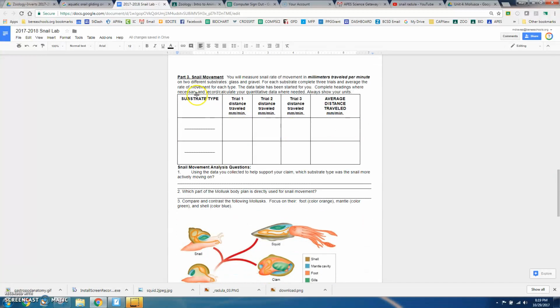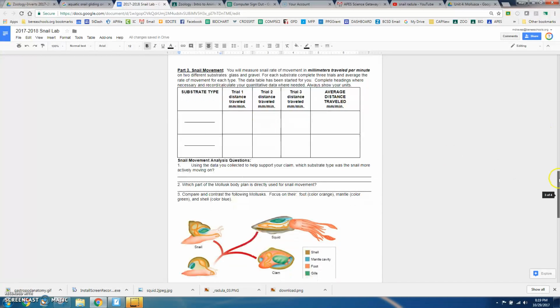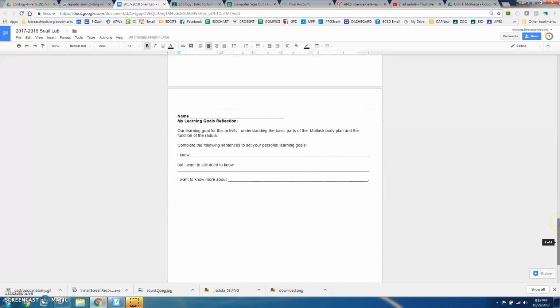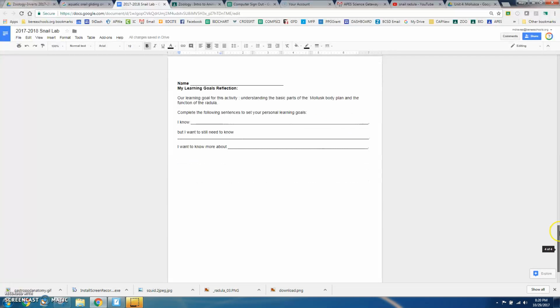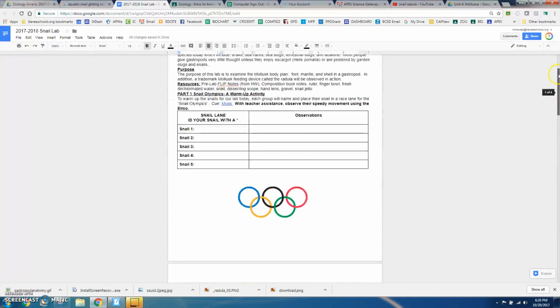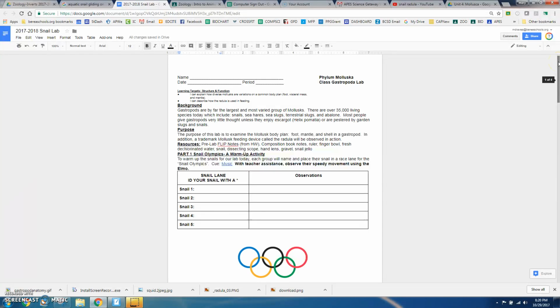And then the last part, you're going to be looking at snail movement and how fast they move on different substrate types. Okay, so that'll be the third part, and then you'll answer some analysis questions. At the conclusion of the lesson, I want you to reflect on the lesson and write down things that you know, things that you're unsure of, and things that you may want to learn more about. Hopefully this lab will inspire you to think a little bit outside the box about other types of gastropods and their body structure and function.